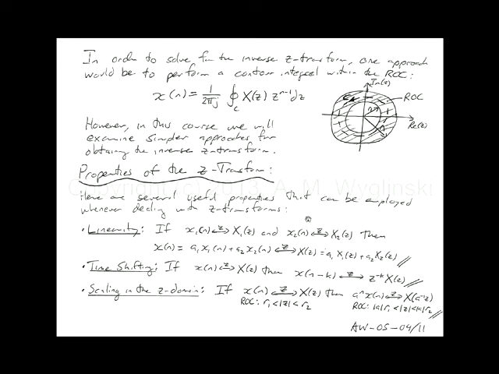What you do is you integrate your z transform in its region of convergence, following a specific contour that's within the ROC, in order to retrieve what your original time signal looks like. Again, it's a little bit more complicated.